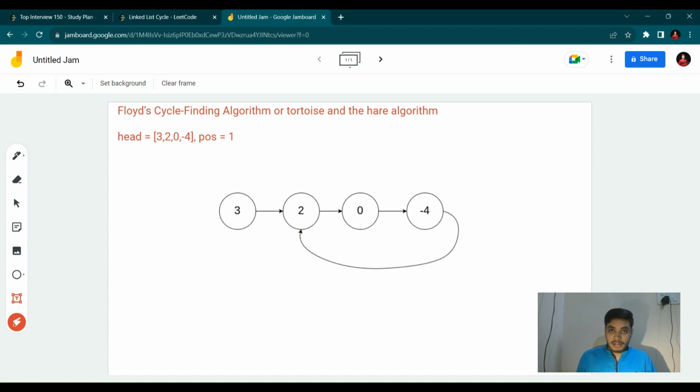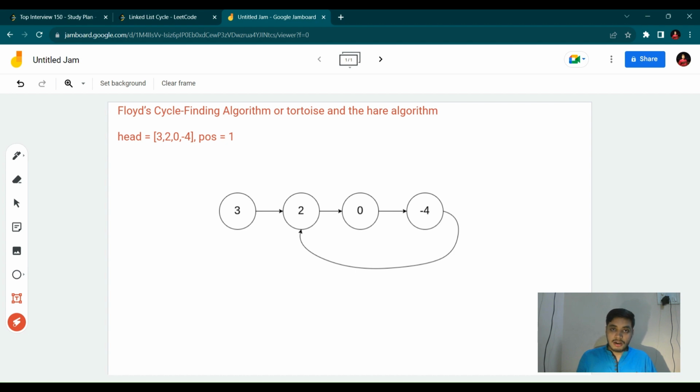Now, this is a very classic problem, and the algorithm used to solve it is known as Floyd's cycle finding algorithm, also known as the tortoise and hare algorithm. Why tortoise and hare? Because of its approach. We are simply going to use two pointers, but with a specific requirement: one pointer acts as a tortoise and the second acts as a hare. That means one is going to move fast and one is going to move slow.